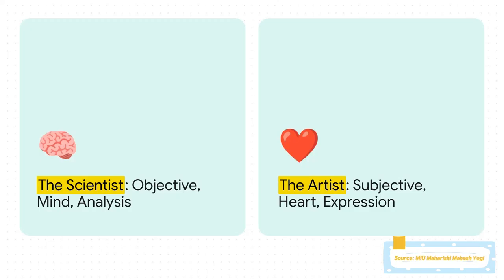So this really breaks down into two fundamental ways of knowing. You've got the scientist on one side, trusting in objective methods, the mind analysis. And then on the other side, you've got the artist, who operates from a totally subjective space, relying on the heart and on expression. But what if this divide isn't as solid as we think it is?